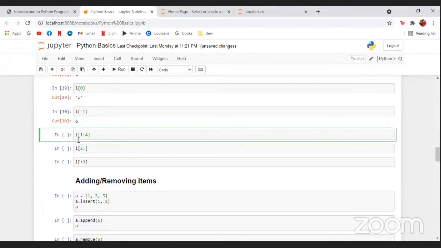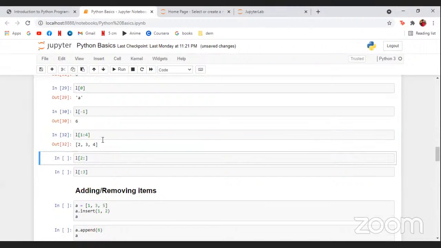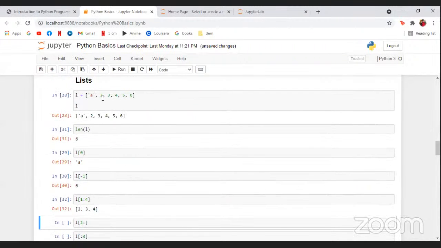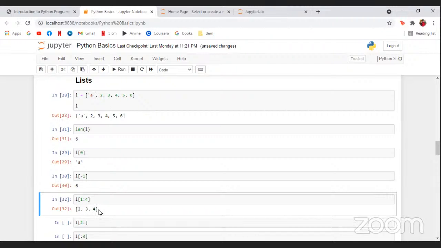So if I take L from 1 to 4, now you'll see that I get 2, 3, and 4. So we know the index of 2 is 1, and 3 is 2, and 4 is 3. And I've only gotten those 3 elements. So my indices have stopped at 3. So you'll notice that if I slice from 1 to 4, the last one is not included.